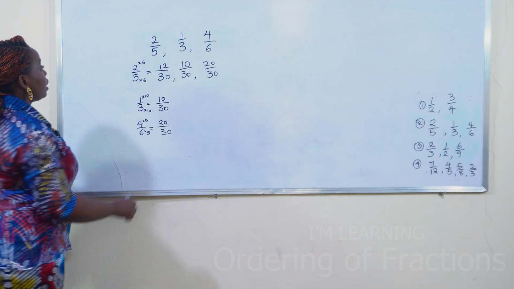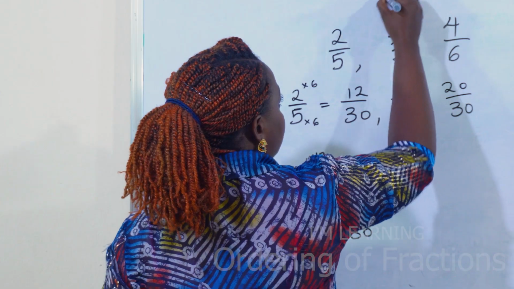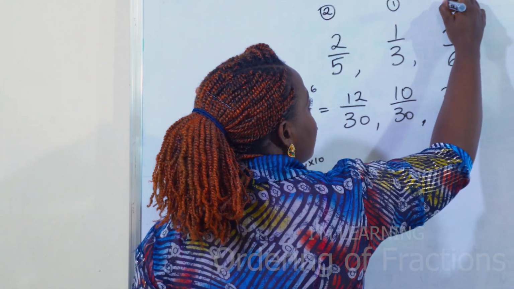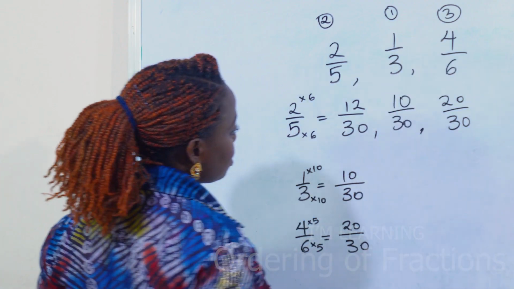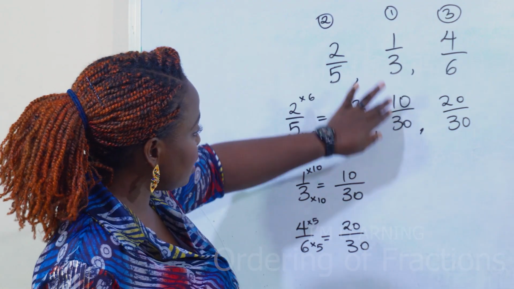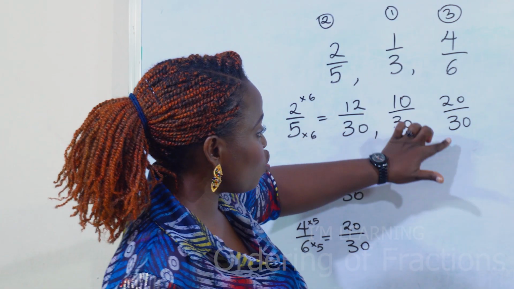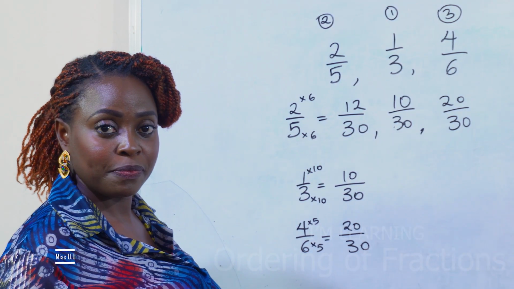Now you are sure that this is the smallest, followed by this, and this fraction is the biggest. Because this is 10/30, this is 12/30, and this is 20/30. All right?